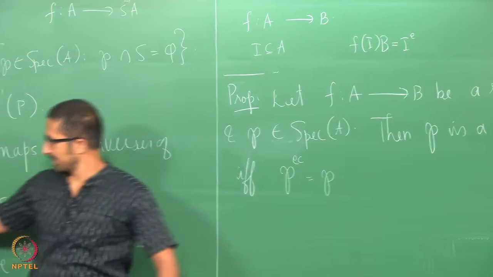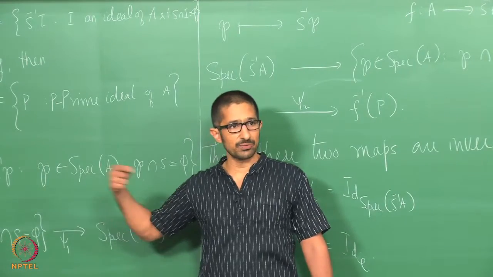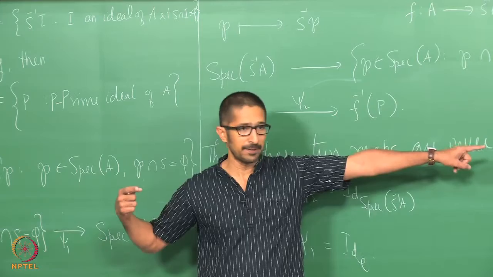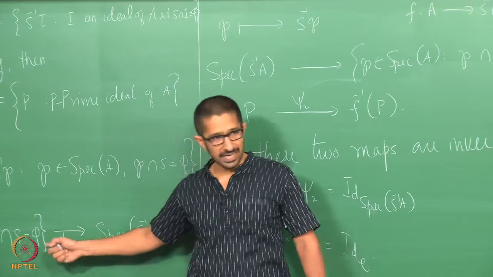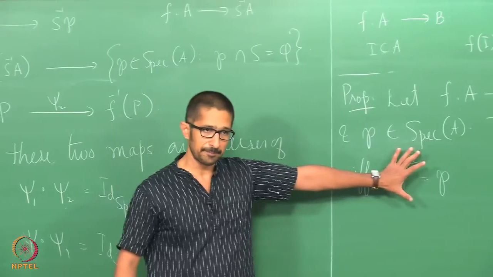That is exactly what we are having here in this case. In the special case A going to S inverse A, I have the natural map, every prime ideal, in fact for us this is true for every prime ideal.